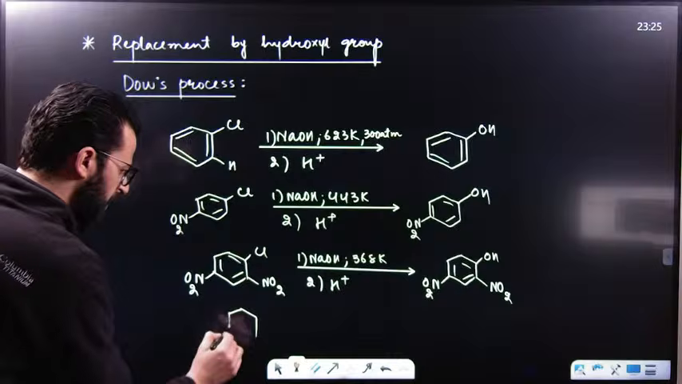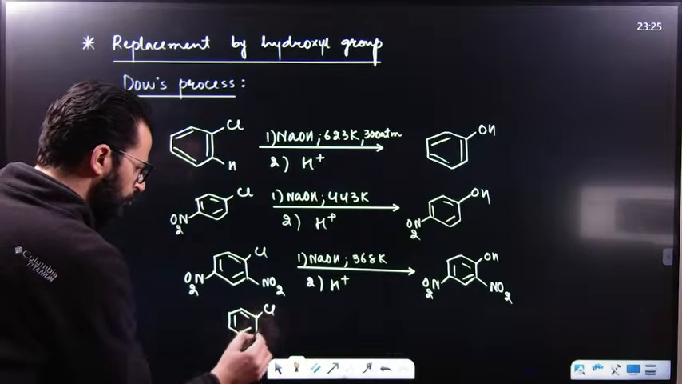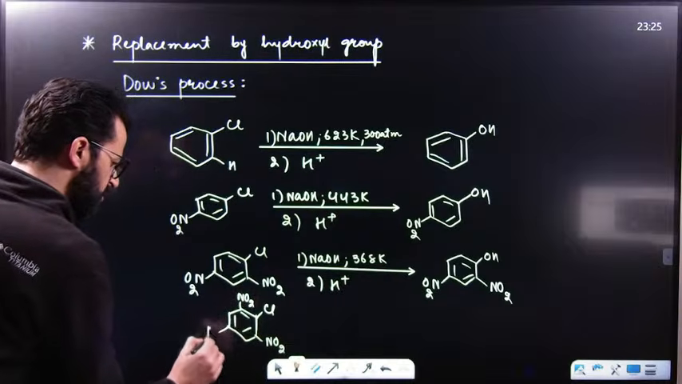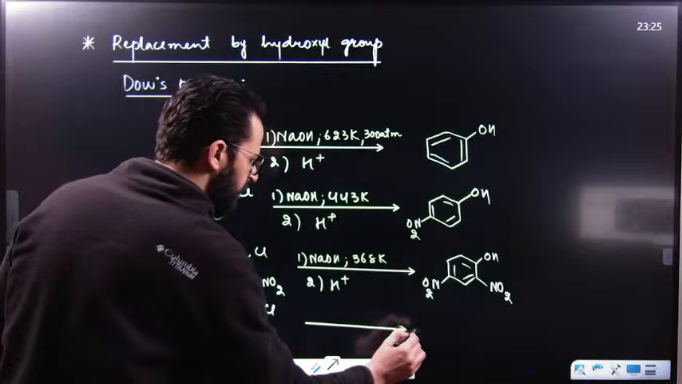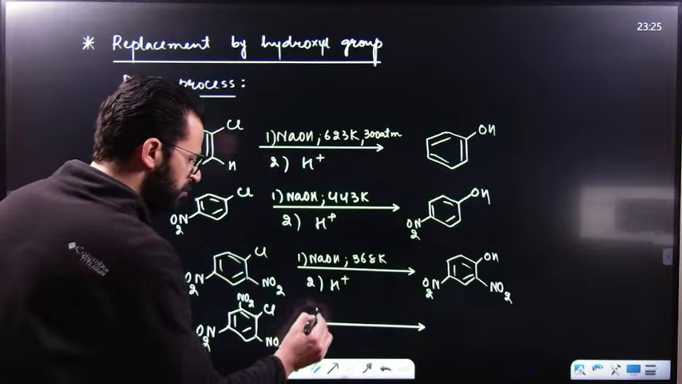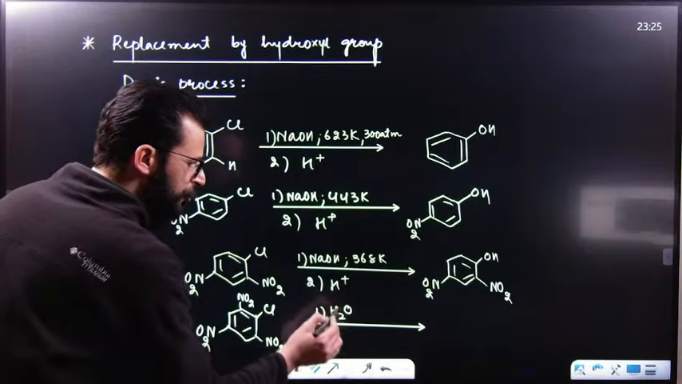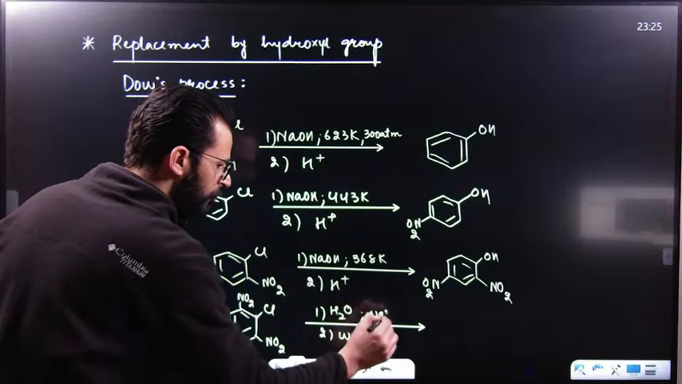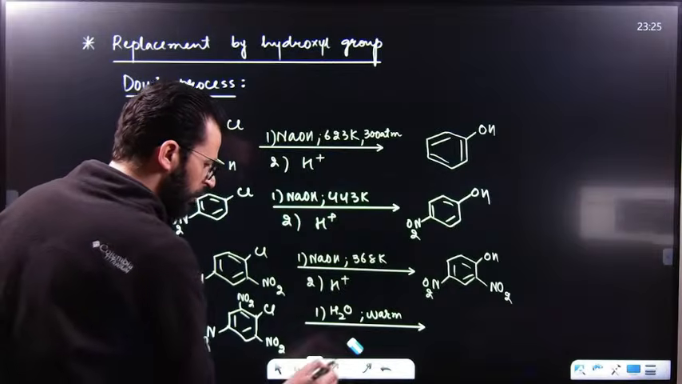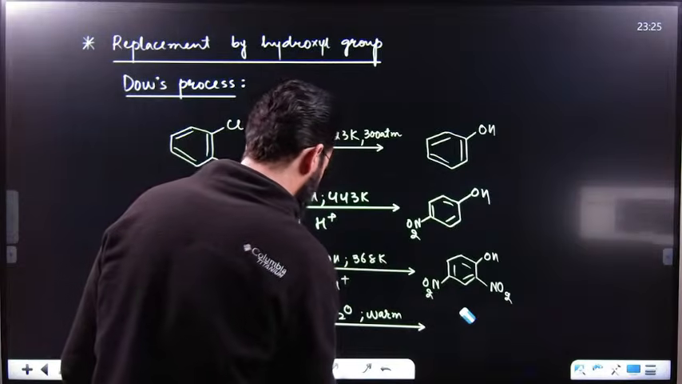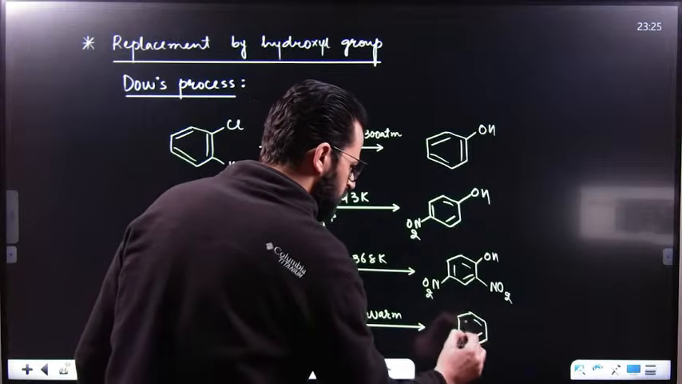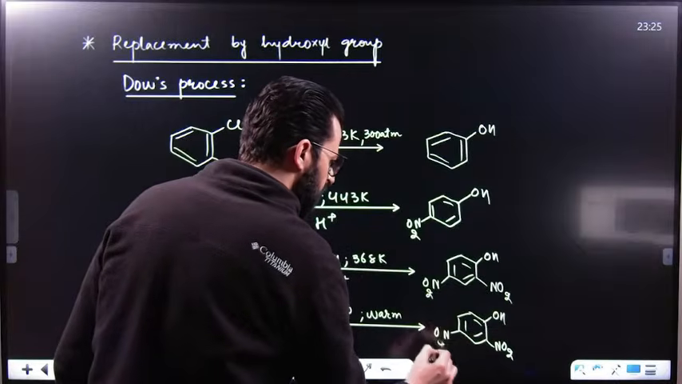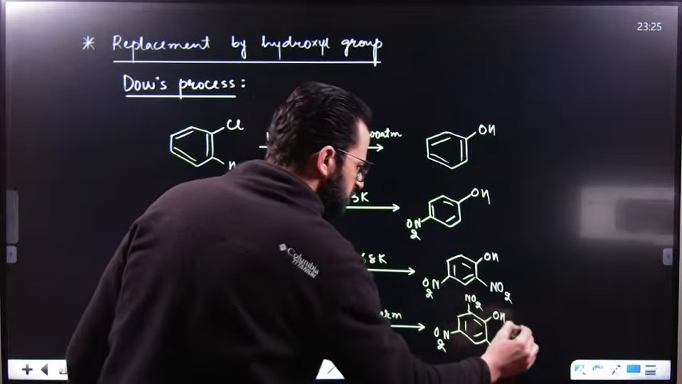And if this NO2 is attached to both the ortho positions and the para position, that means the rate will be very, very fast due to the presence of electron withdrawing groups. That's why the reaction can take place by using a weaker nucleophile instead of this, and that too by warming only. That means the product of this reaction will become like this. This is known as 2,4,6-trinitrophenol, commonly known as picric acid.